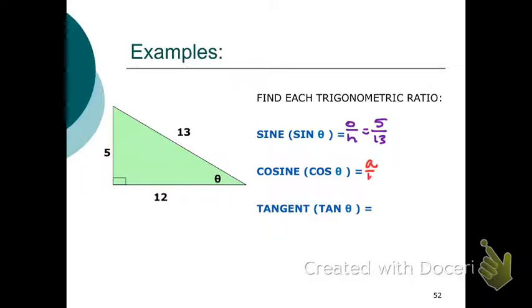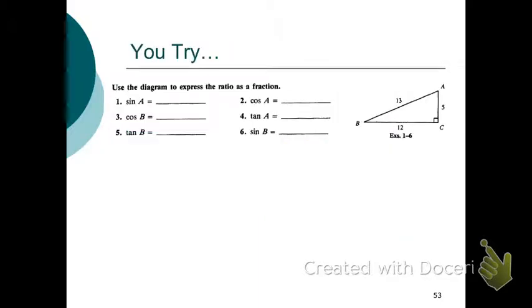Cosine, adjacent over hypotenuse: the adjacent side is 12, hypotenuse is 13. And then finally tangent. Tangent is the opposite over the adjacent, TOA, okay, opposite over adjacent, so that would be 5/12. And that's it. You've just computed your sine, cosine, and tangent ratios. In this case, we got nice little neat fractions. Okay, so go ahead and fill out the rest of this table.